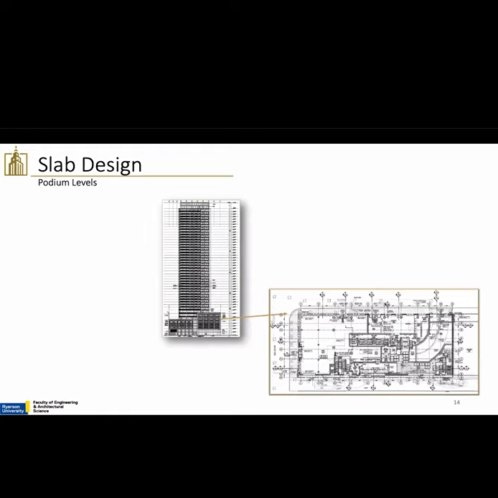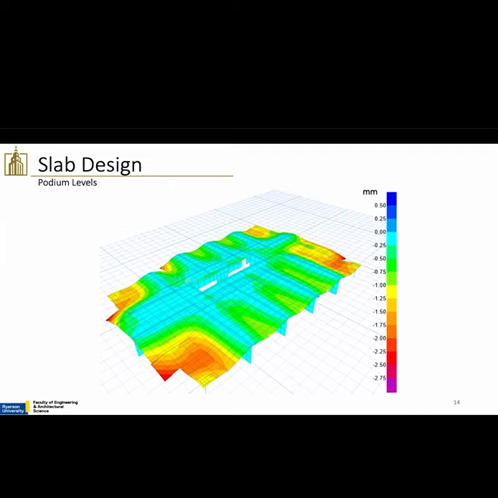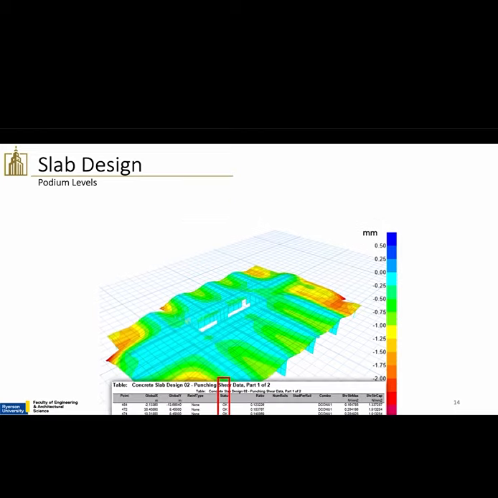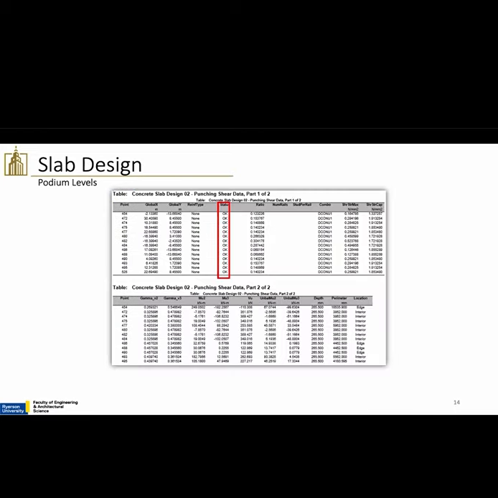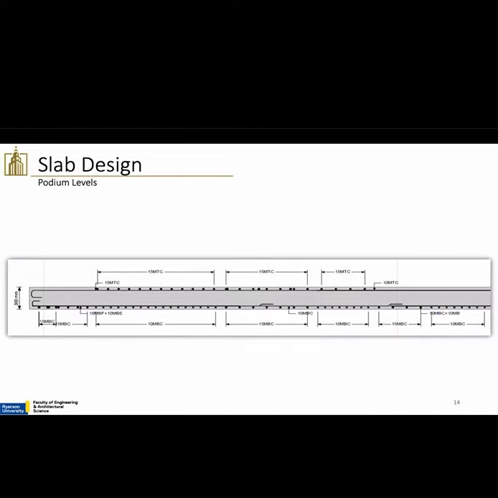Moving forward, this is an example of our podium level. This floor had to be checked thoroughly due to the complexity in the columns and the layout. The slab was processed using a finite element analysis to obtain CSA evaluations, which, as shown here, passed all the critical checks, including punching shear. And then the rebar detailing was obtained as well.